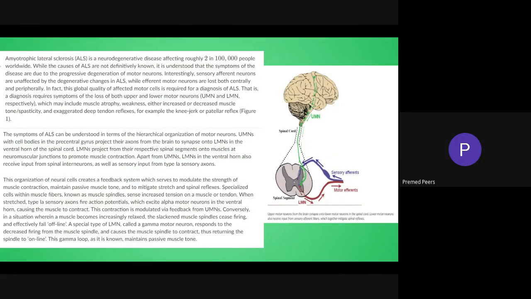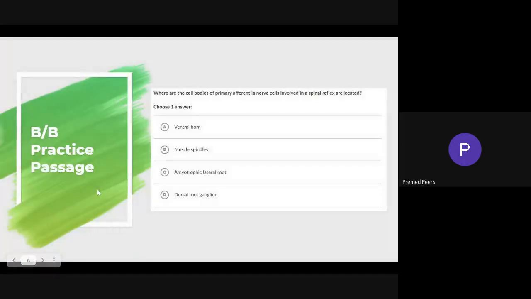So here is just the overview of the passage, these 3 paragraphs, and then a diagram. So this passage was over the nervous system, specifically it was over ALS. So let's take a look at the first question.